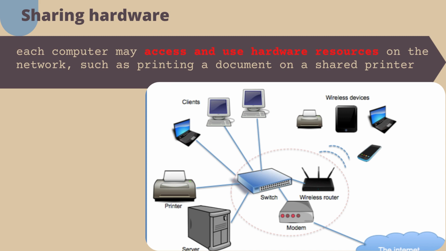Second advantage that we are going to discuss is sharing hardware. Sharing hardware is a connection between devices on a network which can be done via cable, wired, or wireless. In a network environment, each computer on a network may access and use hardware resources on the network, such as printing a document on a shared network.